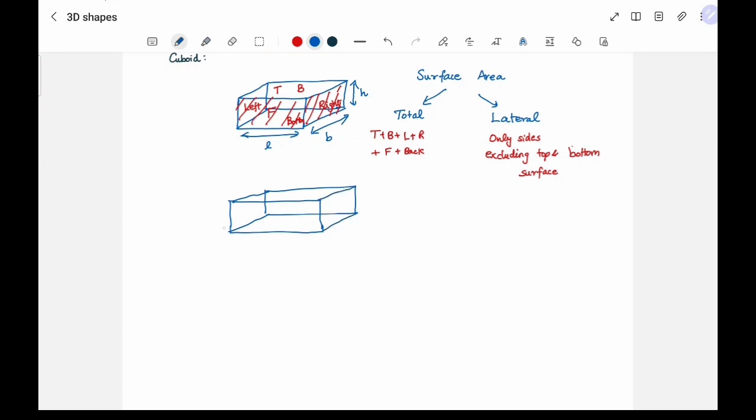So each surface is a rectangle and these are called edges, and each point is called a vertex. Vertices and edges we already saw. So the only difference is the surface area.